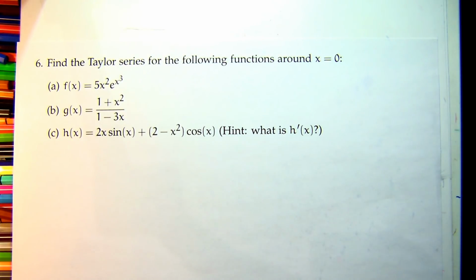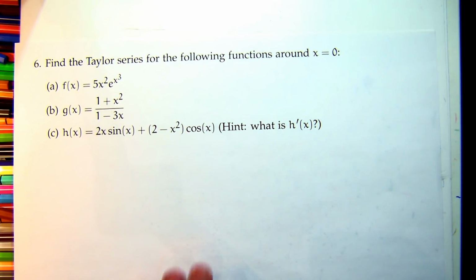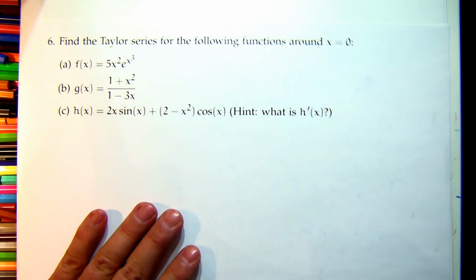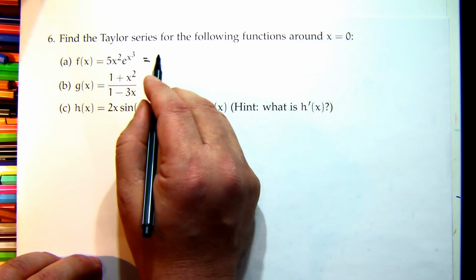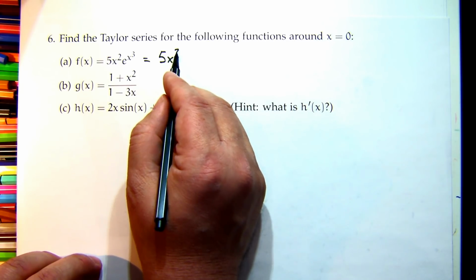All right. Number 6. Whew, I didn't think I'd see number 6. But we got here and we still have time enough to do a few problems. So find the Taylor series for the following around x equals 0. The first one is just a straight up, take your knowledge, 5x squared e to the x cubed.